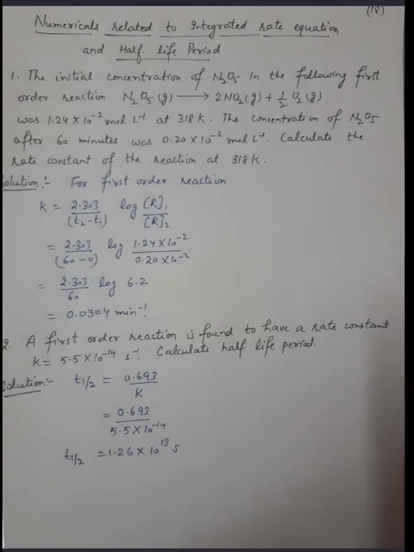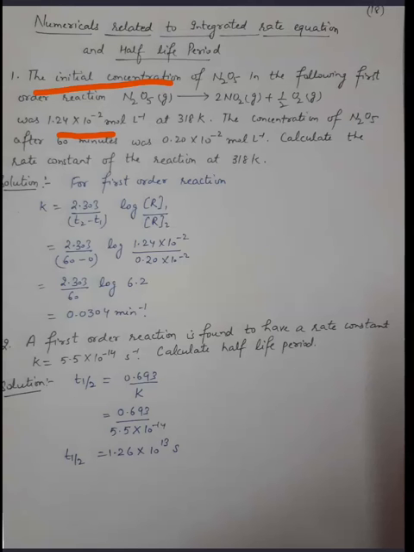First numerical: this is a first order reaction, N2O5 gives 2NO2 plus half O2. The initial concentration was 1.24 into 10 to the power minus 2 at 318 Kelvin. The concentration of N2O5 after 60 minutes was 0.20 into 10 to the power minus 2 mole per liter. We have to calculate the rate constant K.